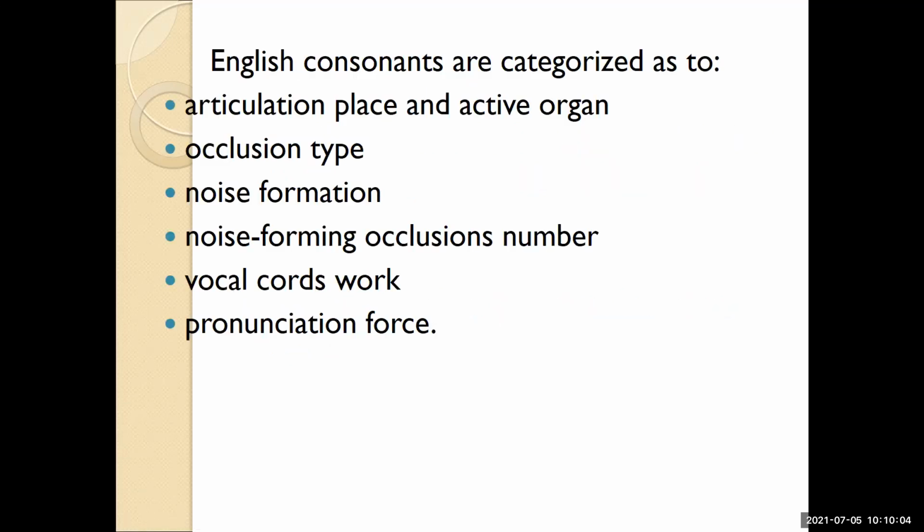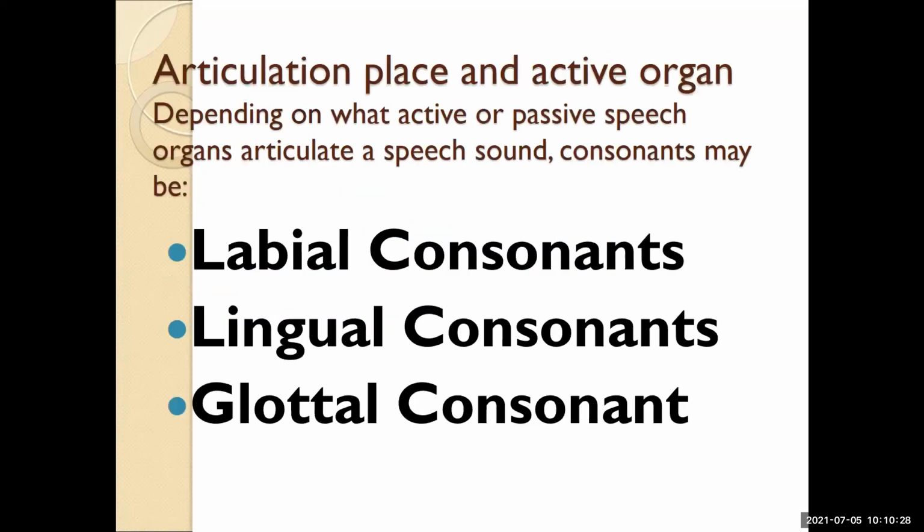According to the pronunciation, English consonants are classified according to several principles. One of them is articulation place and active organ, then occlusion type, noise formation, noise-forming occlusions number, vocal cords work, and pronunciation force. Now, what is articulation place and active organ?